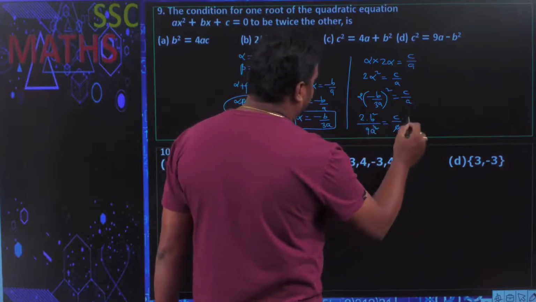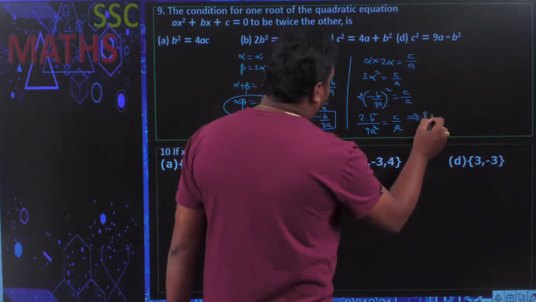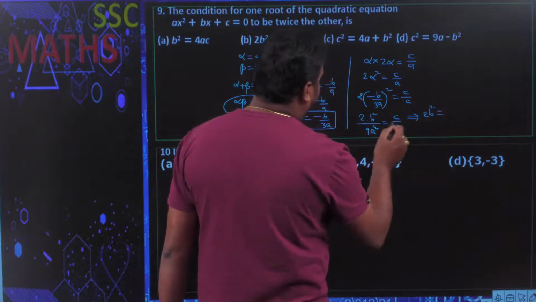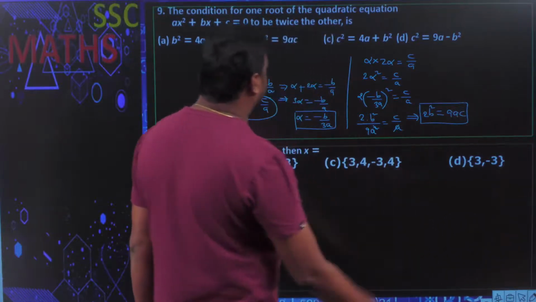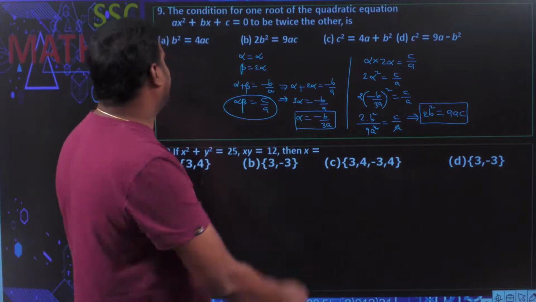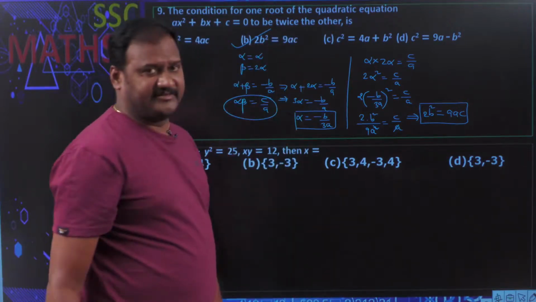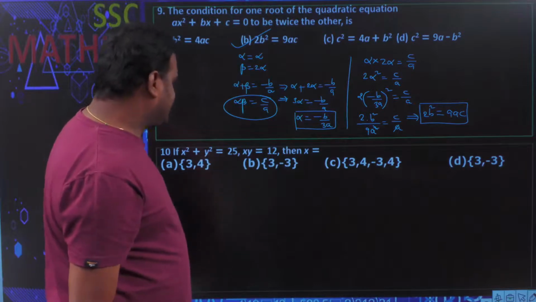1a gets cancelled. So finally 2 into b square is 2b square, 9a into c is 9ac. So 2b square is equal to 9ac. Where is that option? 2b square equal to 9ac. Right? Coming to the next problem.